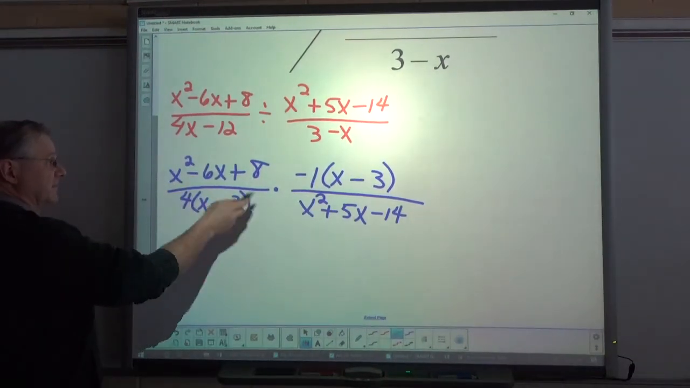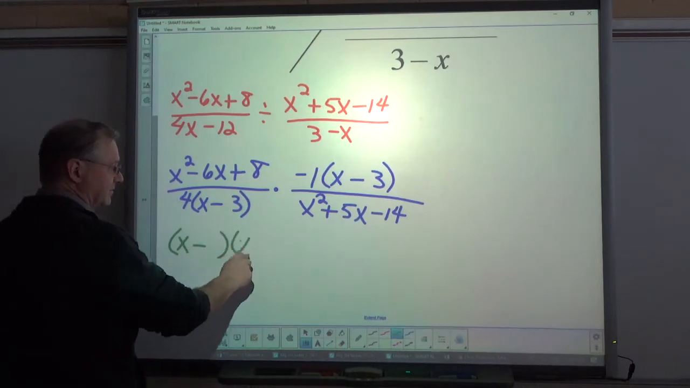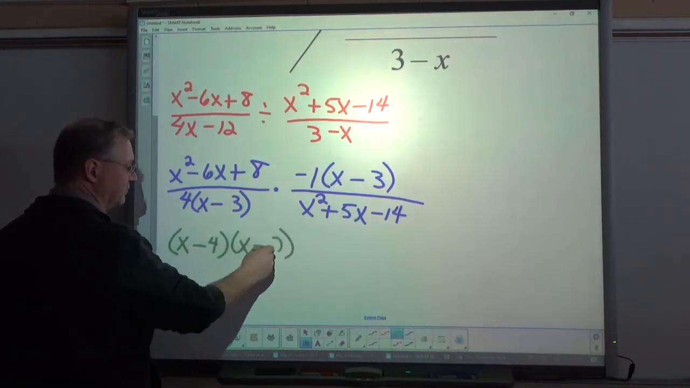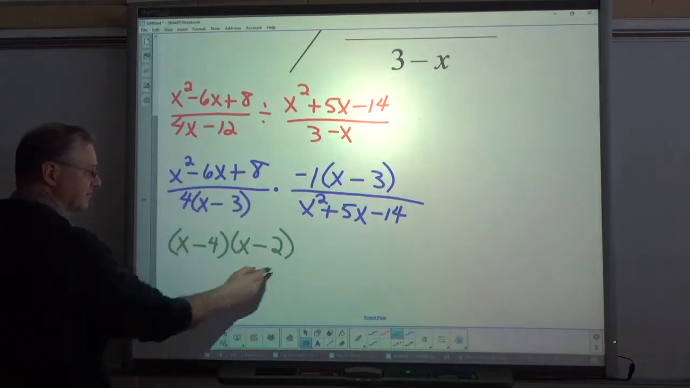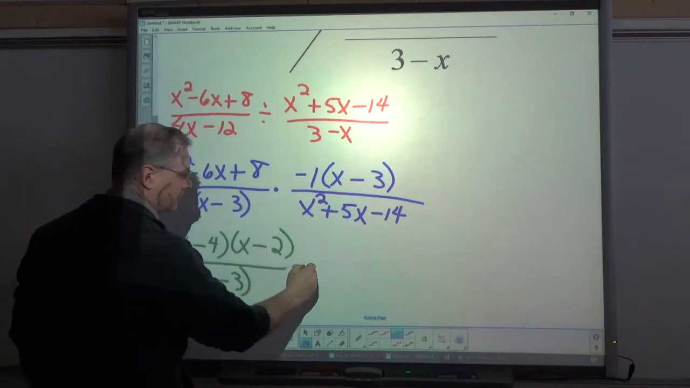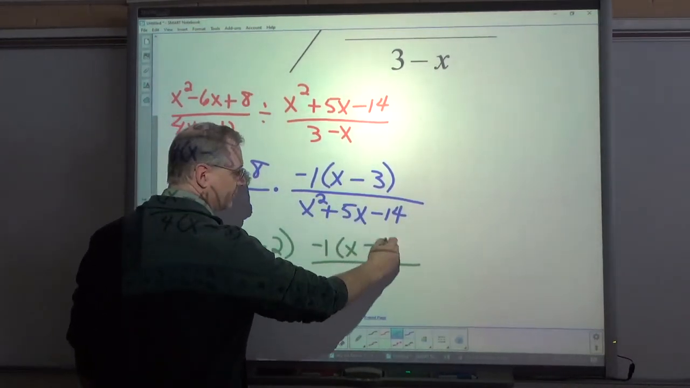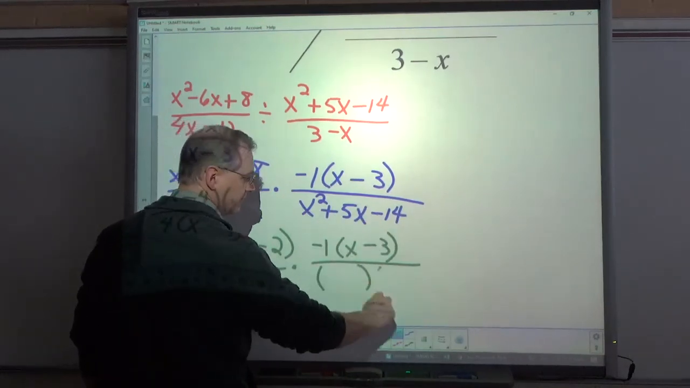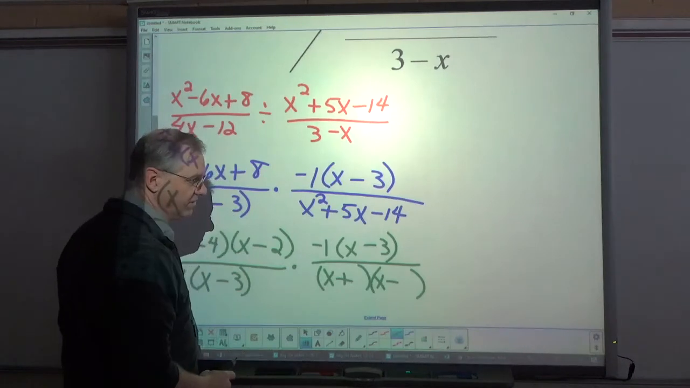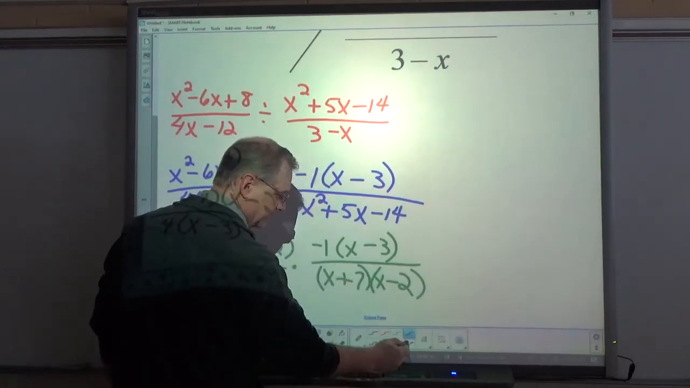Now, I'm going to factor these trinomials. X minus, x minus. 4 times 2 is 8 and adds up to 6. 4 times x minus 3. Negative 1, x minus 3. And this, x plus, x minus, 7 and 2.